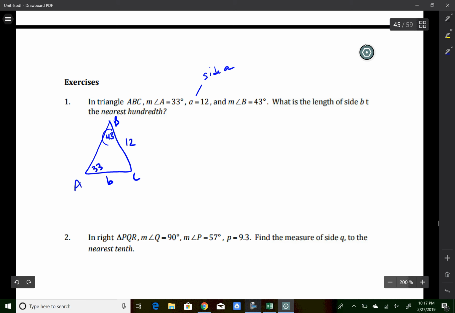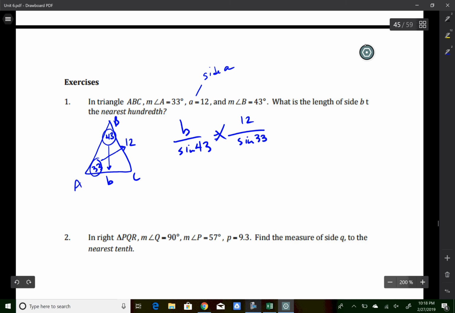So again, I'm looking for matching pairs. 43 matches with B, 33 degrees matches with 12. So I have a good set of matching pairs. I have a variable, and I have another set of matching pairs that has numbers in it. So I can say B divided by the sine of 43 is equal to 12 over the sine of 33.